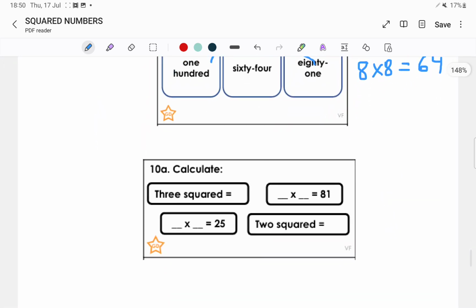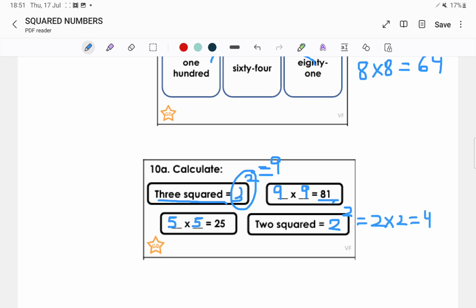Then we have a question, 3 squared. 3 squared means 3 by 3 and that is equal to 9. 81 is the multiplication of which two numbers? We can give them as squared numbers. It is 9 by 9 because we know 81 is a squared number. 25 is also a squared number and it can be written as 5 times 5. 2 squared means 2 by 2 and that is equal to 4.